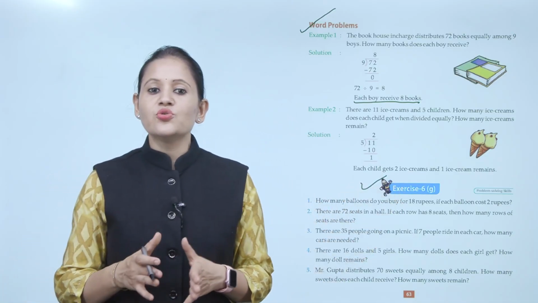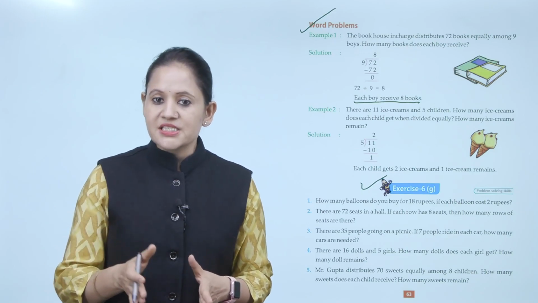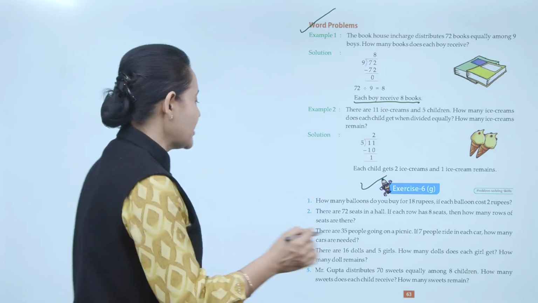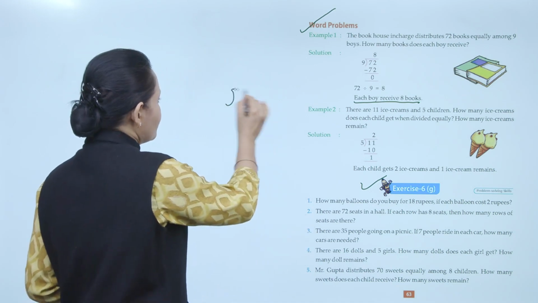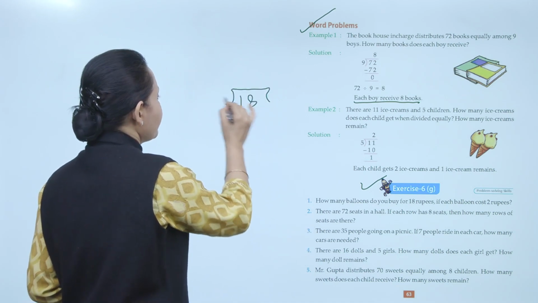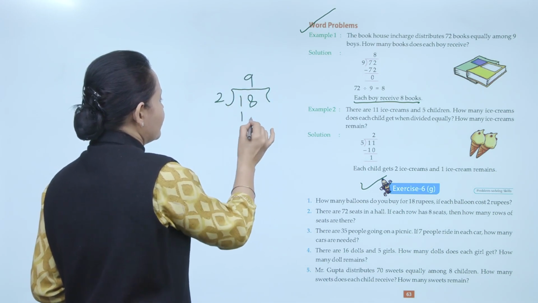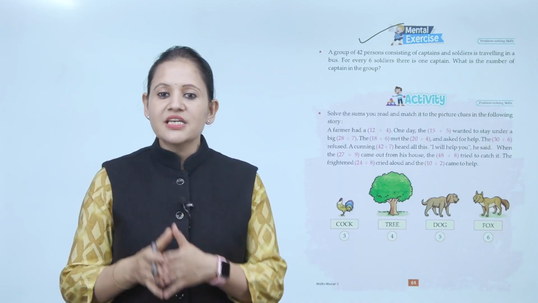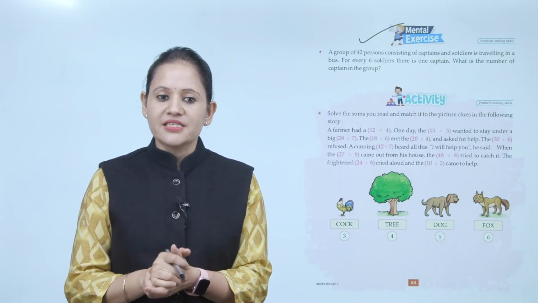How many balloons can you buy for 18 rupees if each balloon costs 2 rupees? So one balloon की cost is given, that is 2 rupees. Total amount 18. 2 9s are 18. So total 9 balloons we can buy. Clear? Practice all the questions of this exercise.